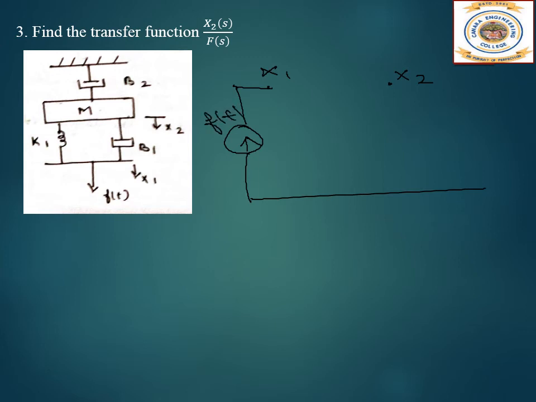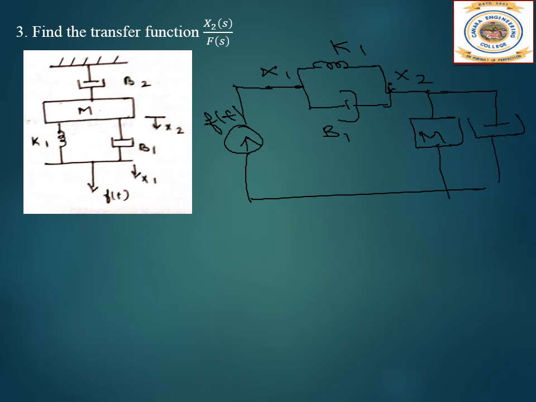Then we have k1 and b1 connected between x1 and x2. So it will come like this, this is k1, this is b1, and to the node x2 we have the mass m connected and the damper b2 connected. So this is the equivalent mechanical diagram, this is the notation. So we are done with the connections.